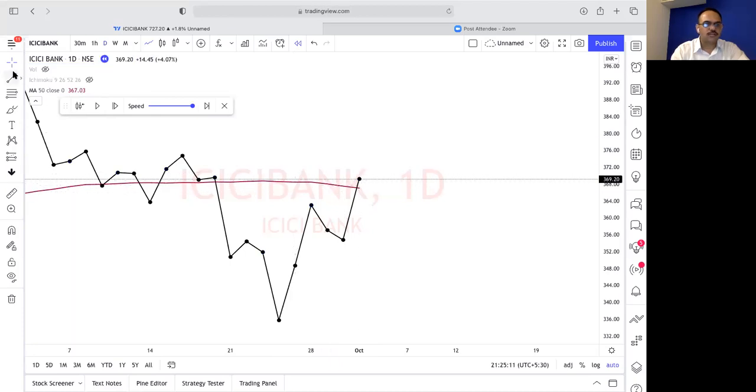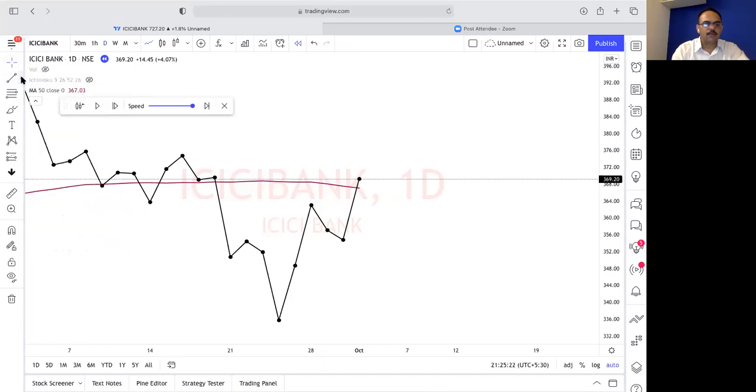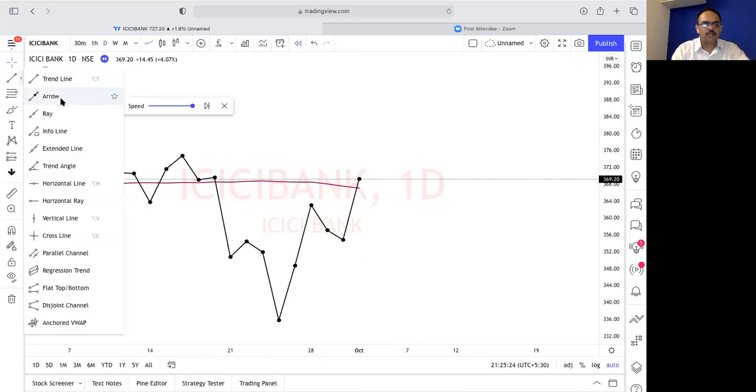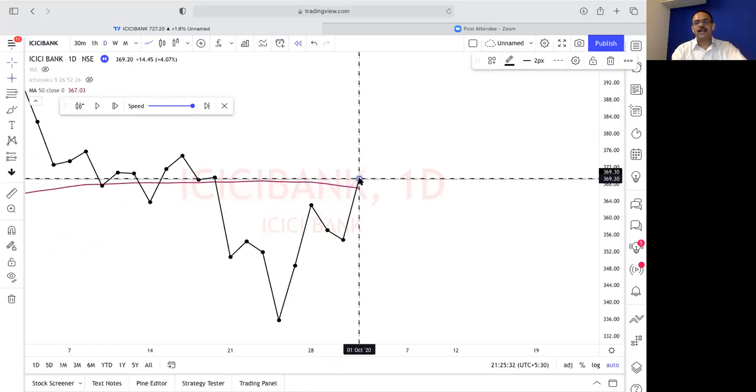Why is this cross not coming? Okay, sorry, the cross line is here, the second one. If you drop down here, all these options will open. Go to the cross line, select the cross, bring your mouse on the closing price and click here. Can you see a cross form? Let's assume we purchase the share at 369.